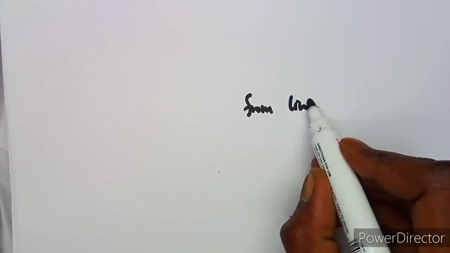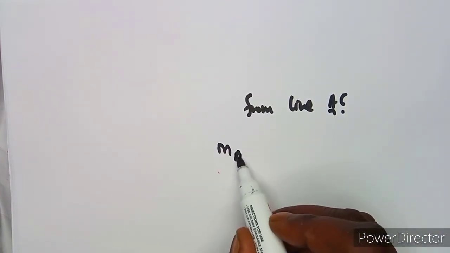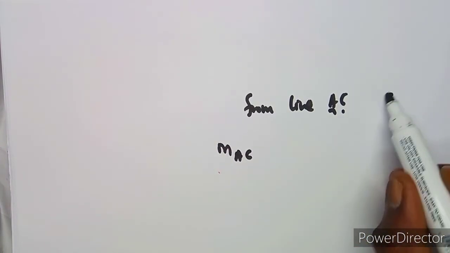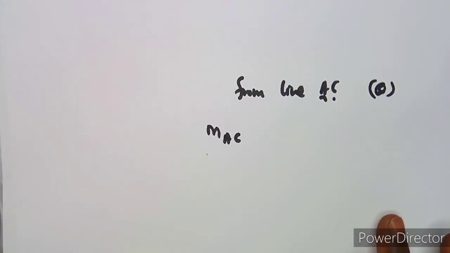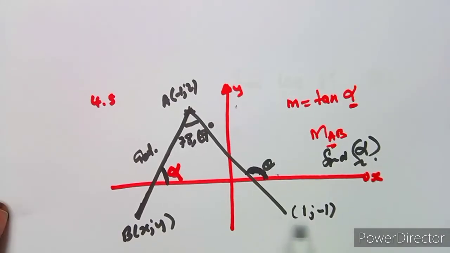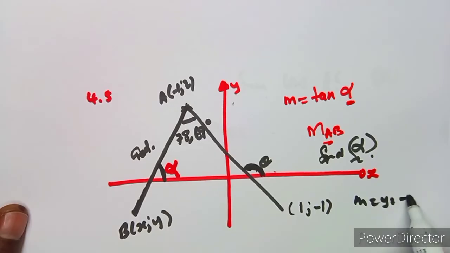Okay, from line AC we can work out something. Let's find the gradient of line AC so that we can obtain the angle theta, because there is angle theta there on line AC. So we have to find the gradient. Remember the gradient, guys, we talked about this: y2 minus y1 over x2 minus x1.